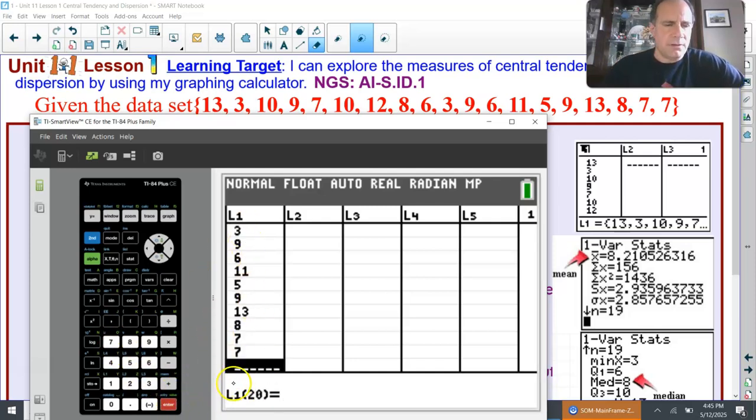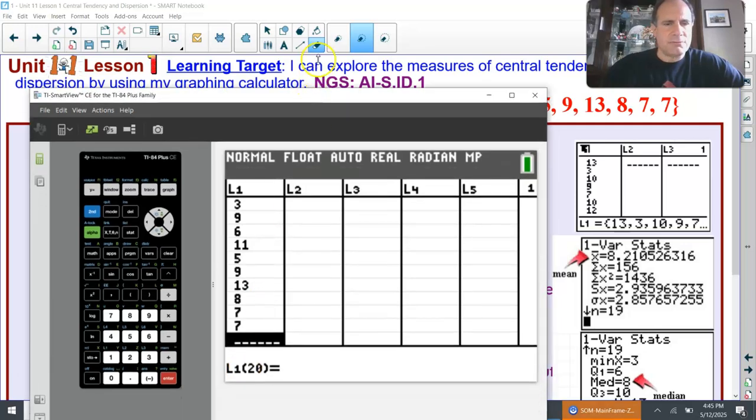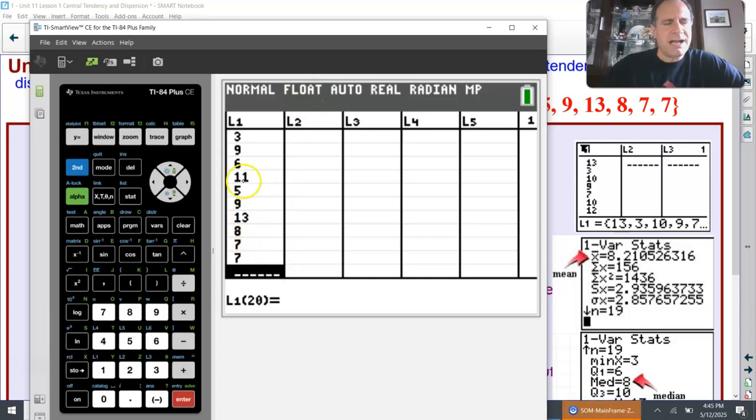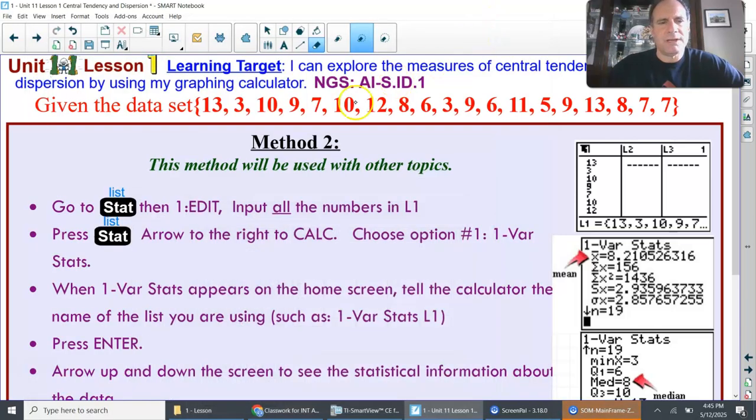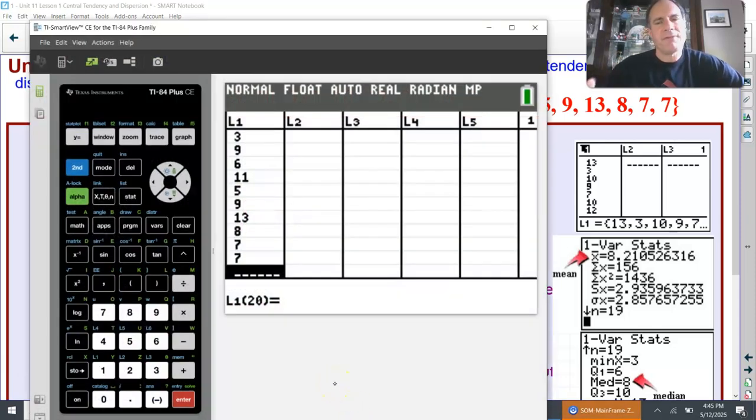So now look, do you see L1 on the bottom? It says that it's waiting for the 20th number. I have actually 19 numbers in here. And if I put another number in, it would be the 20th number. So I'm going to count 1, 2, 3, 4, 5, 6, 7, 8, 9, 10, 11, 12, 13, 14, 15, 16, 17, 18, 19. I am correct. I did not miss a number. Very, very important to do that.